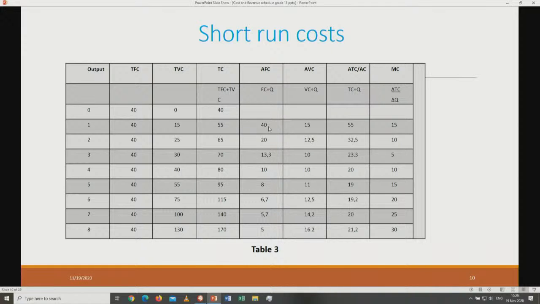But as we continue to produce more and more, you see what happens to the average fixed cost. It's decreasing continuously: 40 to 20, from 20 to 13.3, to 10, to 8, to 6.7, 5.7, and ultimately it goes to 5. So when we continue to produce, our average fixed cost decreases. And how do we calculate this? We said it is fixed cost divided by quantity. Can we just make an example? Right, let's just make an example of this one here.